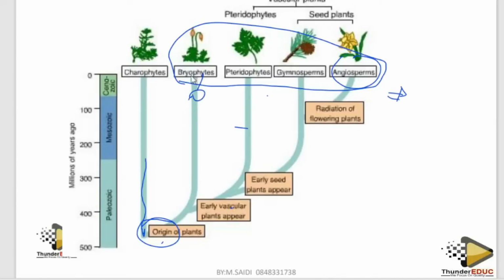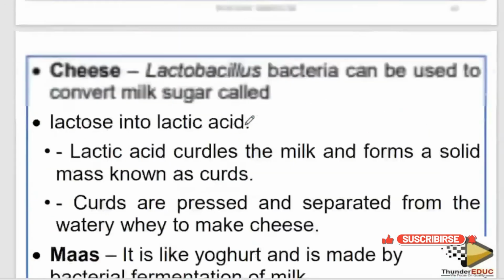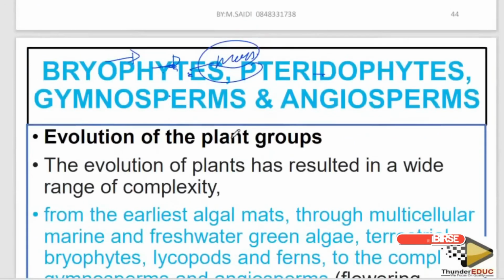What is the difference between the bryophyte and the pteridophyte? The bryophytes require a lot of water for reproduction. Pteridophytes only require a film of water, but this one requires a lot of water for reproduction. And these ones don't have a vascular bundle. They don't have xylem and phloem. Yes, they are just thallus.